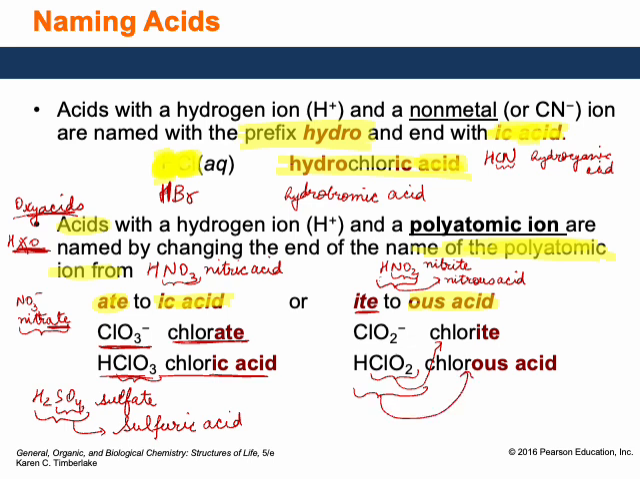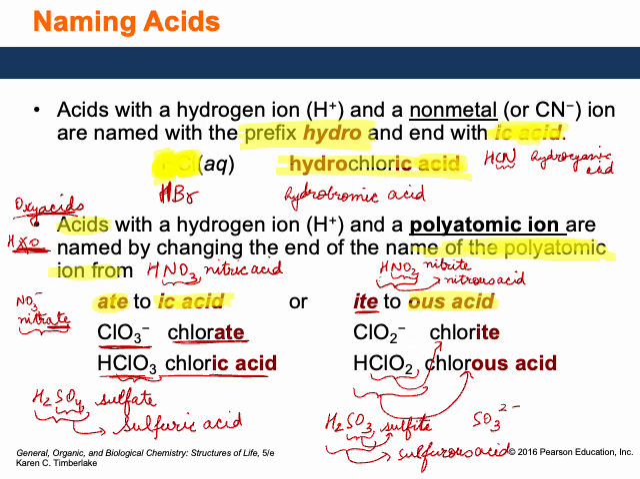Okay, another example could be H2SO3. Again, this is starting with hydrogen, so it's an acid. What is this ion called? SO3 2 minus. This ion is called sulfite. Okay, this is again from the naming of the polyatomic ions. If this is sulfite, what would the whole acid be called? Sulfurous acid.